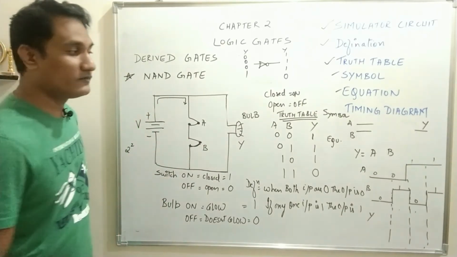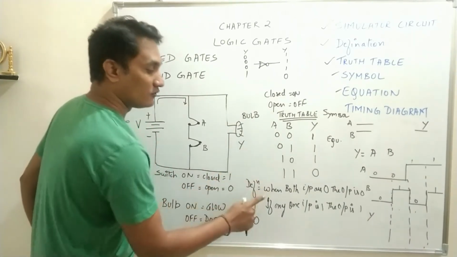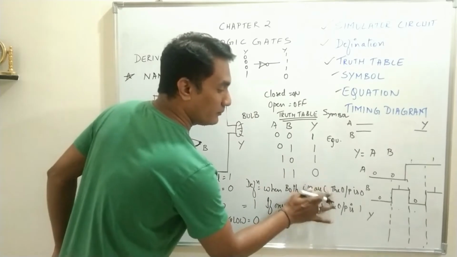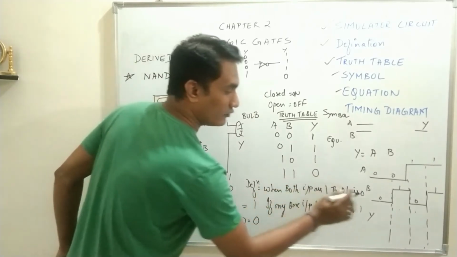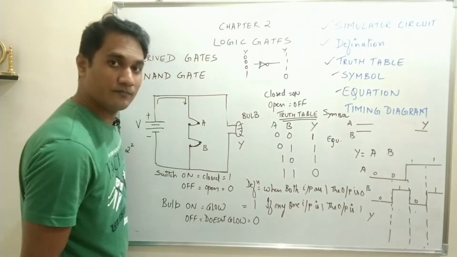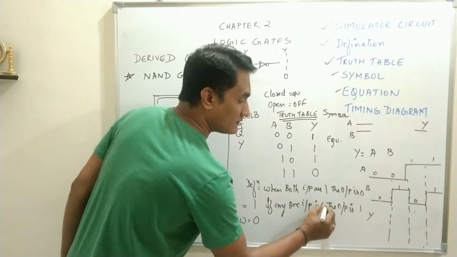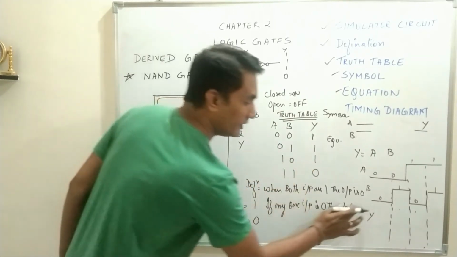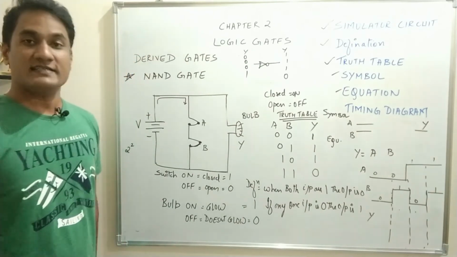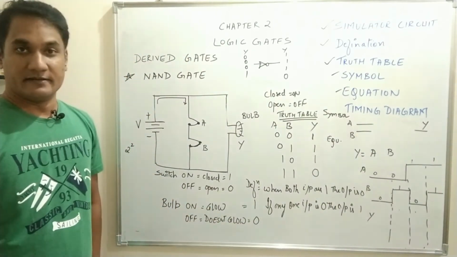So how will we write the definition? We will write the definition by using the truth table. So when both the inputs are 1, the output is 0. If any one of the inputs is 0, these three conditions, the output is 1. So this is the definition of NAND gate.